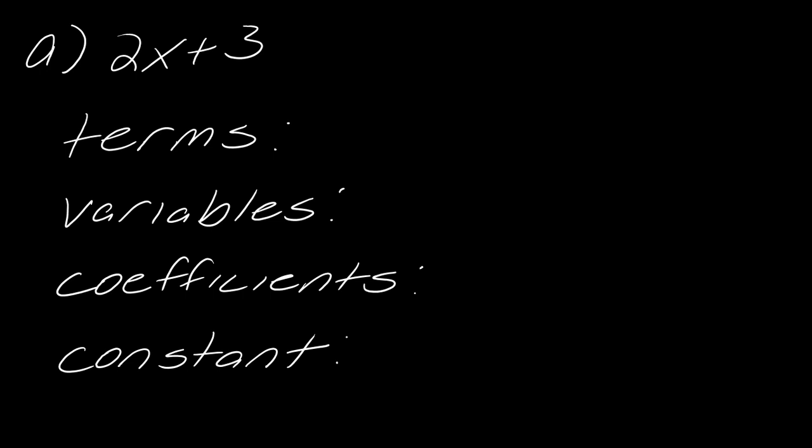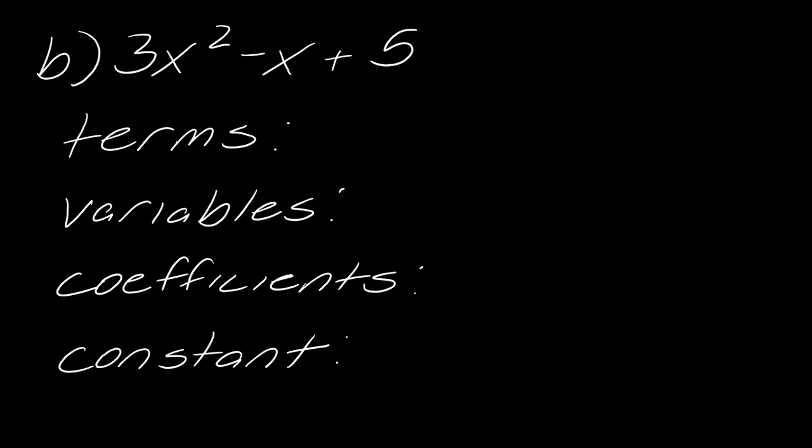So the terms here for 2x plus 3 would be 2x and 3. We've got two terms. The only variable here would be the x, and then we only have one coefficient, which would be 2, and the constant here would be 3. So that's what we're going to do in this exercise. Let's do another one.